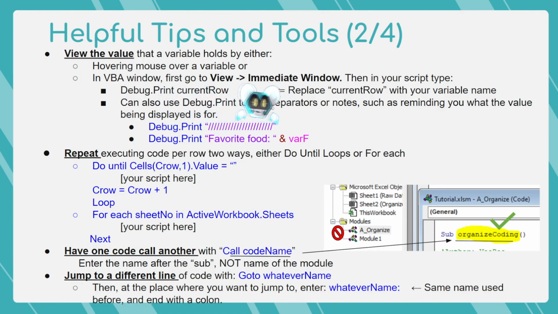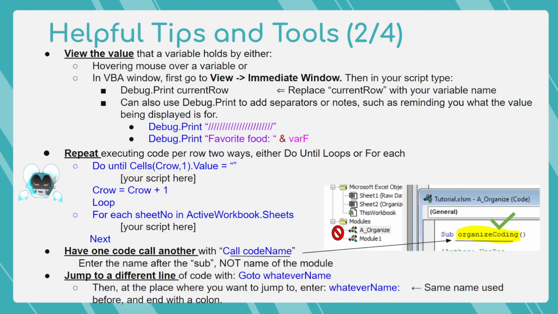Or if you want to remind yourself what that value was for, then you can put in a string such as, favorite food, surrounded by quotation marks, ampersand, and then put your variable. Because it can get confusing if you're displaying multiple values and you lose track of, what was this for again? So that's where that comes in handy.